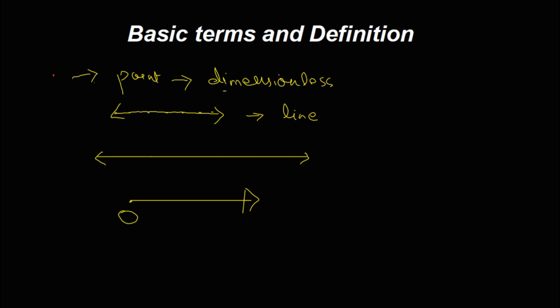Now this is called a ray. How are we going to define a ray? A ray has one initial point. Either it is extended onto the right-hand side or it is extended towards the left-hand side. So this is also a ray.